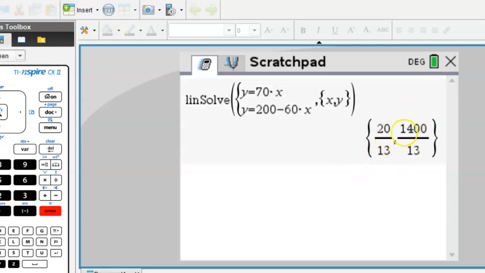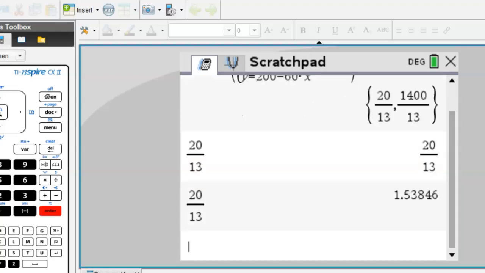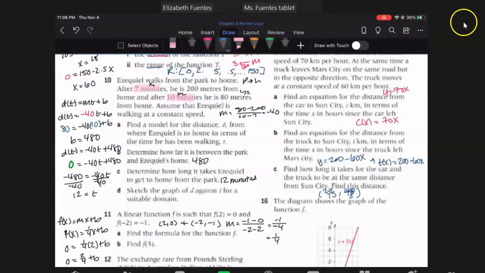And then this is my answer. They're fractions, they're decimal values, but that is my point of intersection. So 20 over 13 and 1400 over 13. You can convert them into decimals if you want. So for example, if you do 20 over 13, it'll be a decimal. If you do Control Enter, it takes you about 1.5 hours. And you can do the same thing for this one to figure out at what distance they intersect.